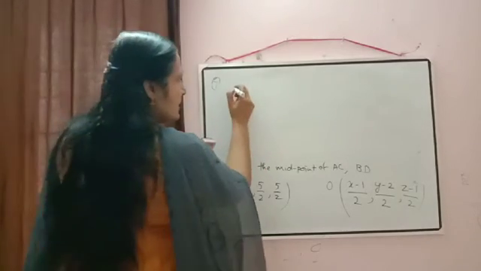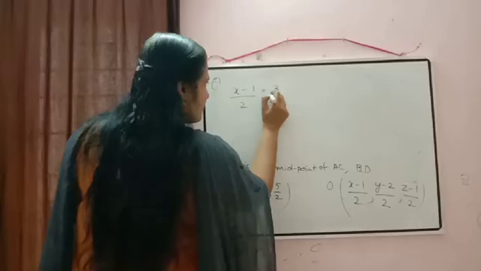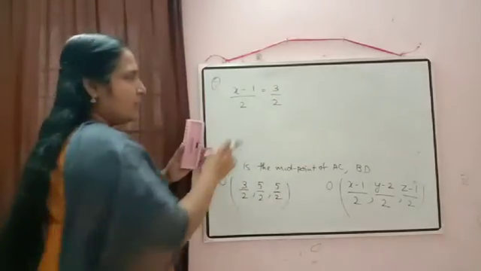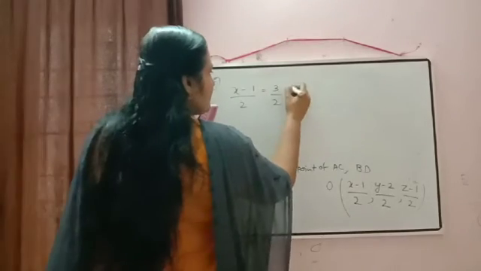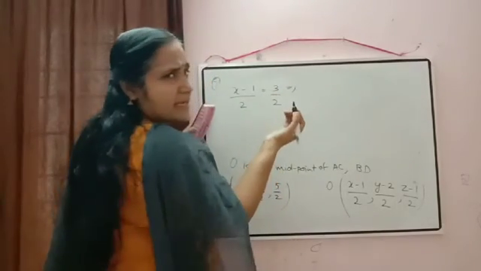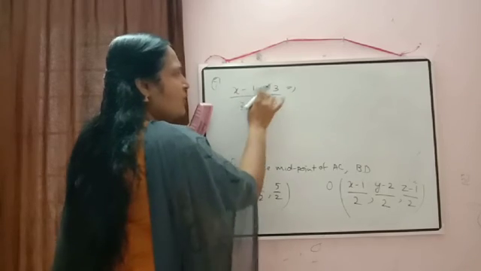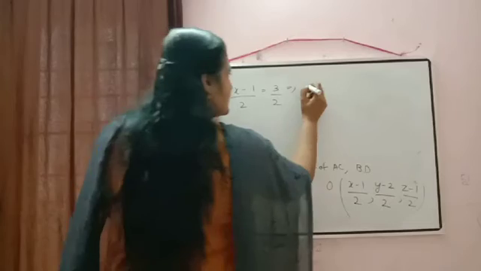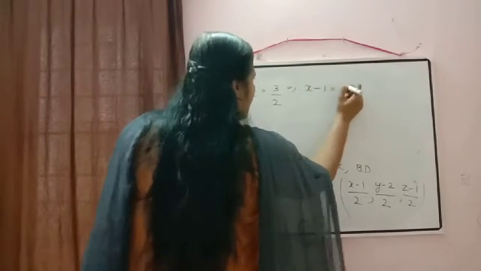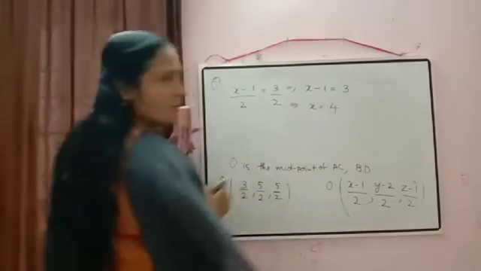Now equate the x coordinate. (x minus 1) by 2 is equal to 3 by 2. So here 2 and 2 will get cancelled. Don't do the cross multiplication, why make it lengthy? Because when you shift the 2, it will be in multiplication, so that 2 will get cancelled anyway. Remaining we get x minus 1 is equal to 3. So x is equal to 4.